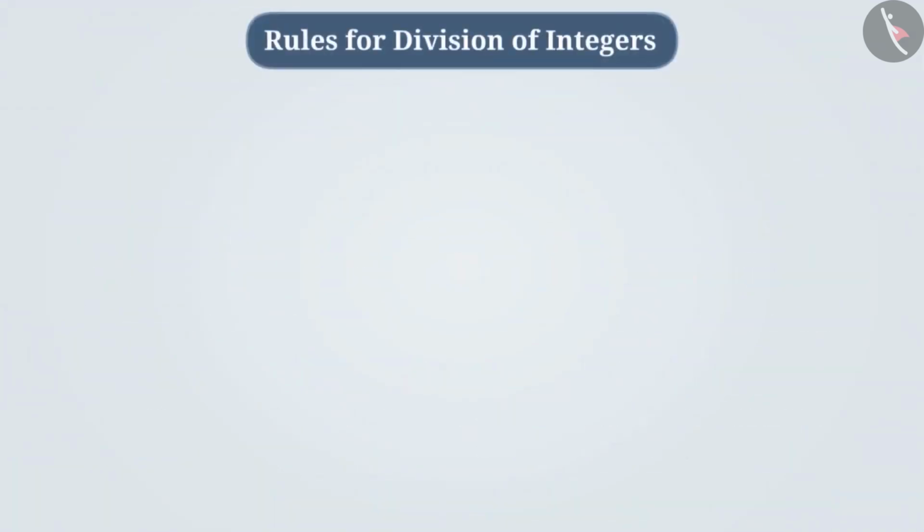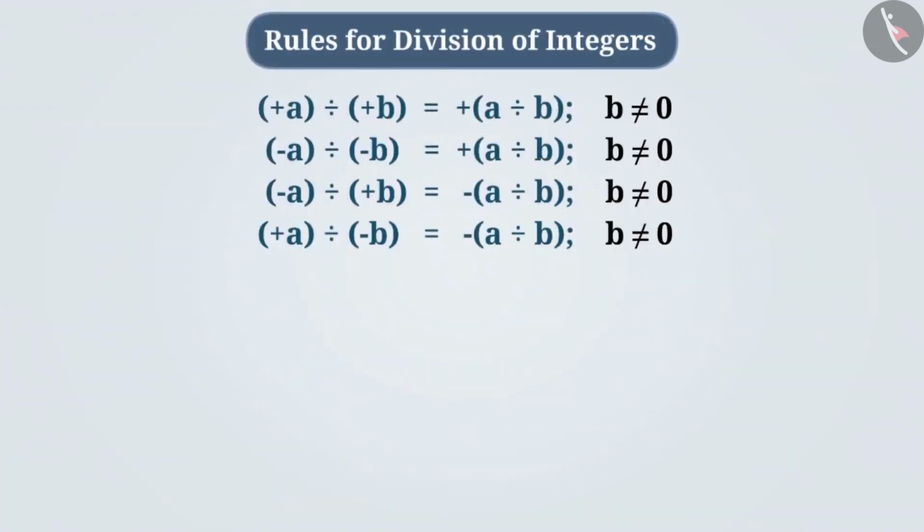Now let's look at these rules. The rules for the division of integers are mentioned in a comprehensive way here. You can understand and study them by pausing the video. For all equations given here, we say b is not equal to 0. Can you tell me why? Think well.